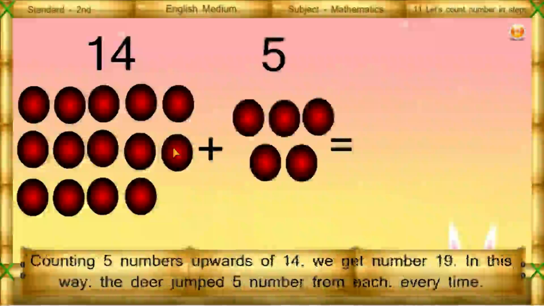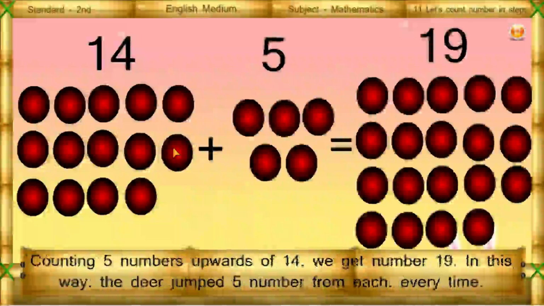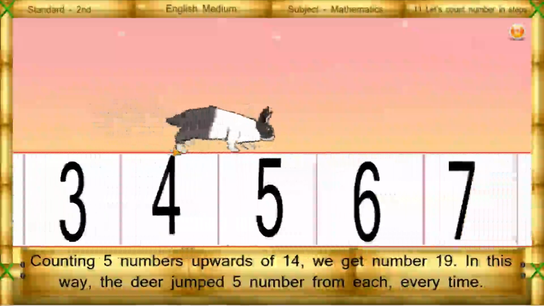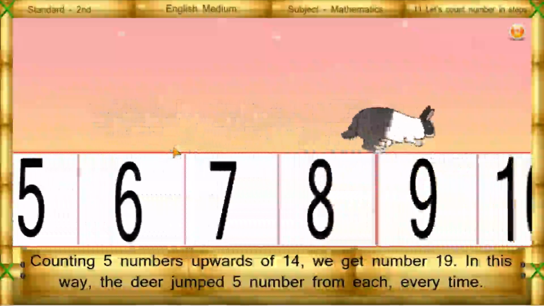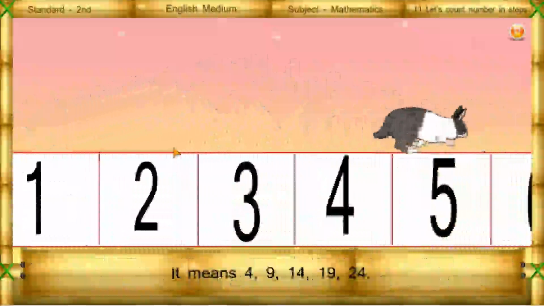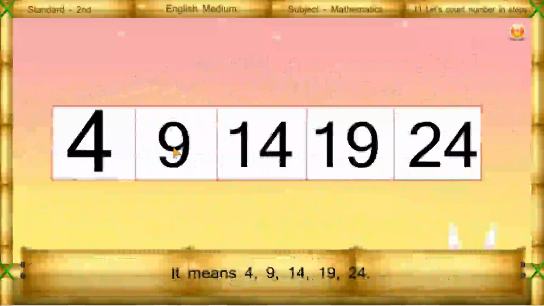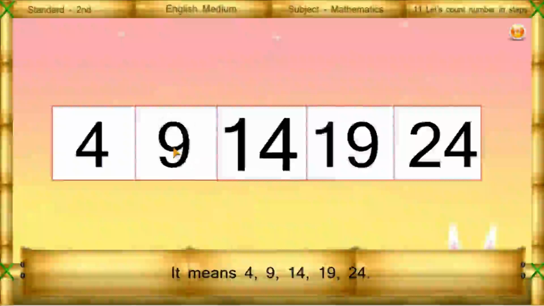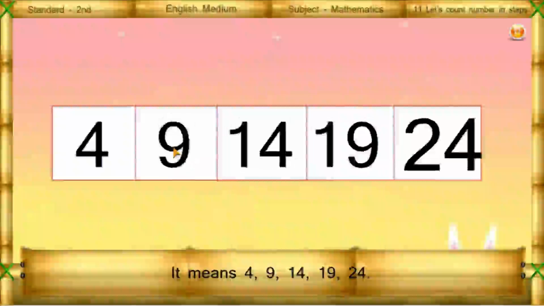Counting 5 numbers upwards from 14, we get number 19. In this way, the deer jumped 5 numbers each time. It means 4, 9, 14, 19, 24.